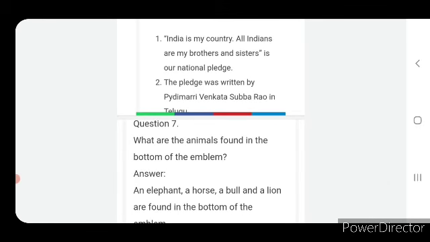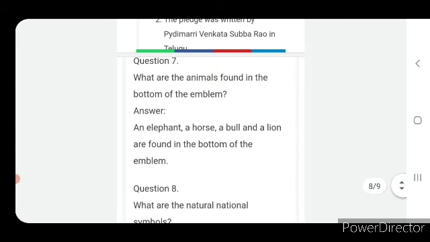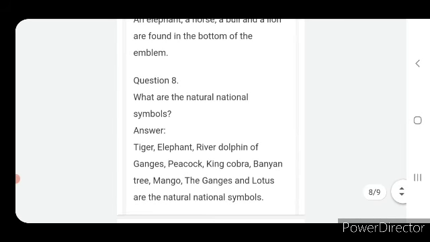What are the animals found at the bottom of the emblem? An elephant, a horse, a bull and a lion are found at the bottom of the emblem.